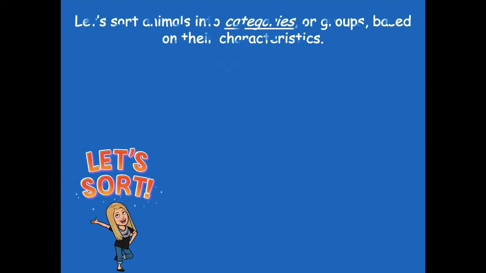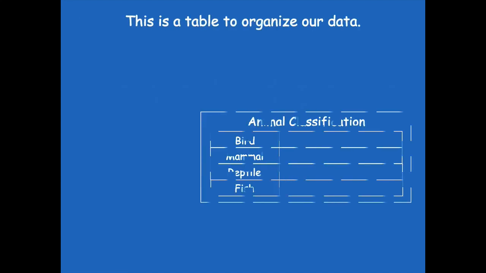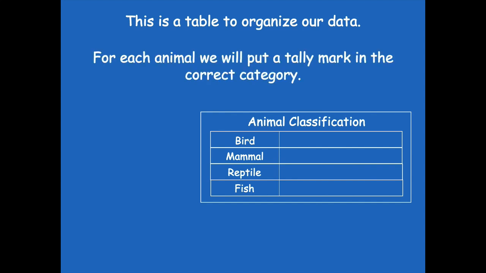All right, friends, so let's sort animals into categories or groups based on their characteristics. So I'll show you a picture of an animal, and you tell me which category the animal belongs in. Are you ready? Okay. So this is a table to organize our data. So here we have bird, mammal, reptile, fish. For each animal, we'll put a tally mark in the correct category. So the tally mark is representing one animal. So we're going to use that to help us organize our data as we collect it.